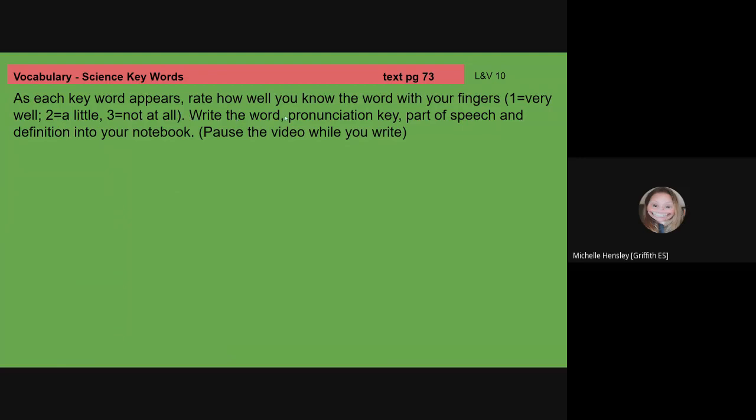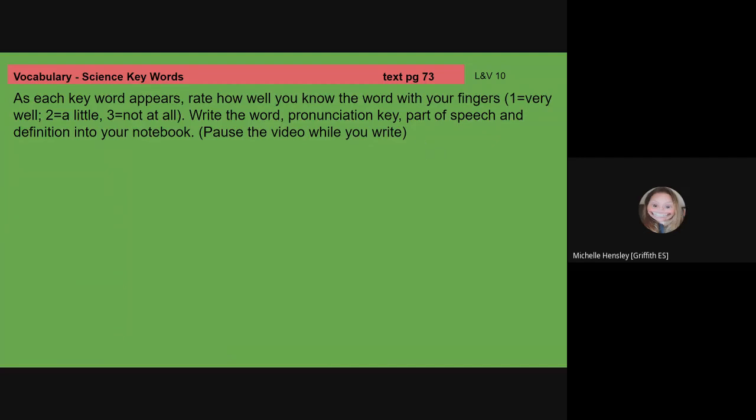And then you're going to write the word. You don't have to write the pronunciation key if you don't want to, but definitely get the part of speech and put the definition in your notebook. And you can pause the video each time while you write so that you aren't rushed. Take your time. Do it at your pace, okay?